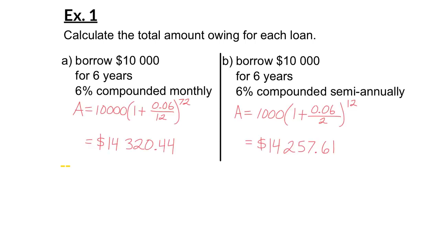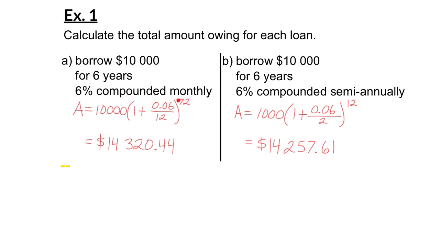So here we are. We're starting with the same principal. It's the same annual interest rate. We're just dividing that by different amounts. Monthly means we're dividing that annual interest rate by 12 to get the monthly interest rate. Semi-annually means we're dividing that annual interest rate by 2.